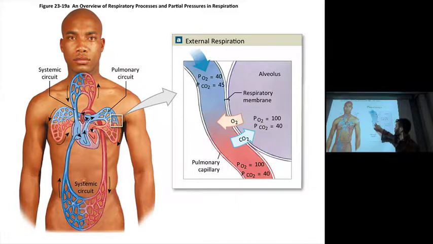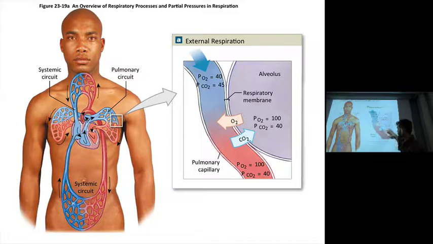So because this venous blood has a lower concentration, lower partial pressure of oxygen, there's going to be a net diffusion of oxygen into that blood across the respiratory membrane. And likewise, since the venous carbon dioxide is higher than the atmospheric concentration, carbon dioxide is going to want to diffuse in the opposite direction, all right, across that half a micron membrane.